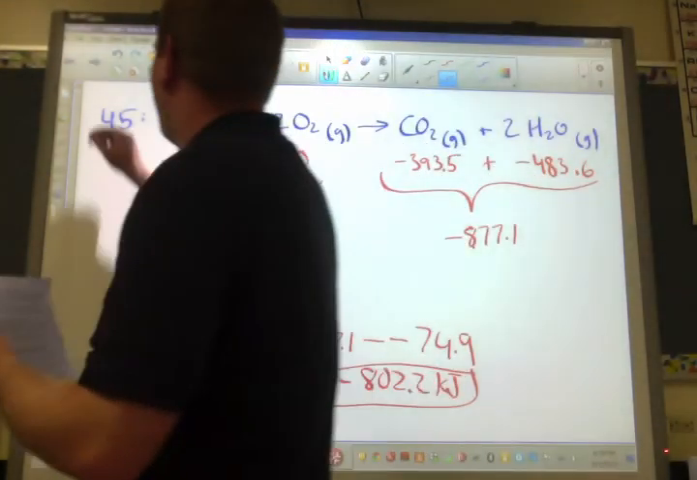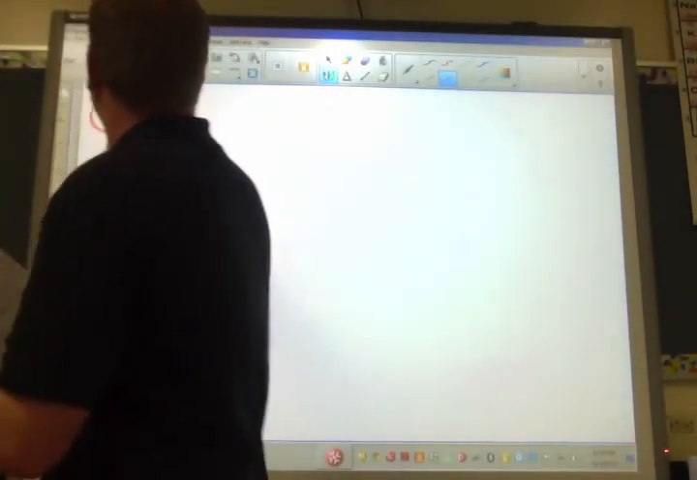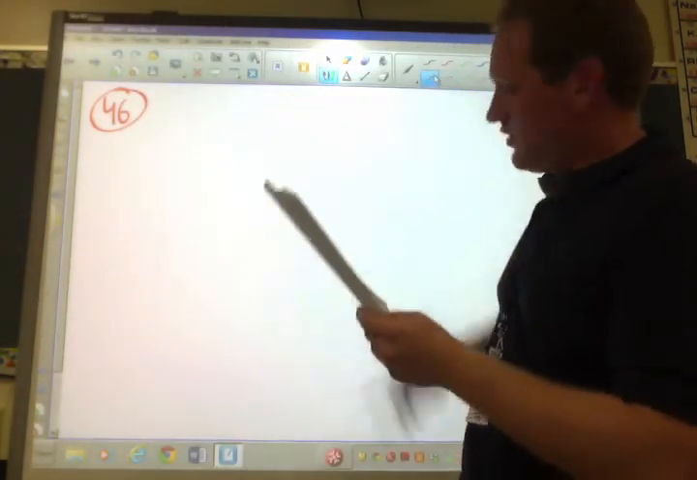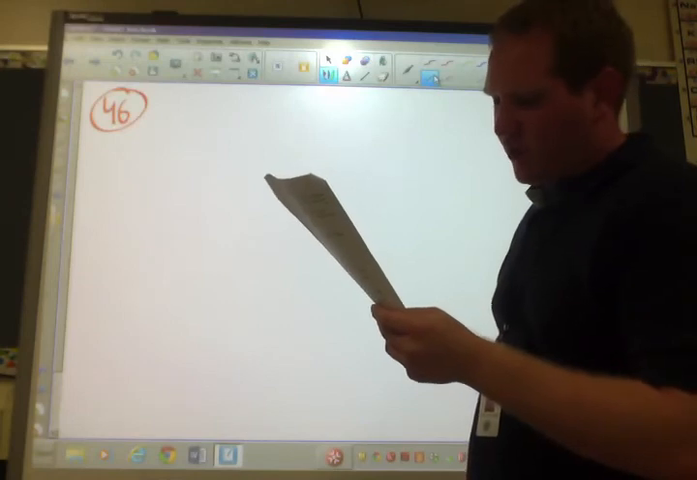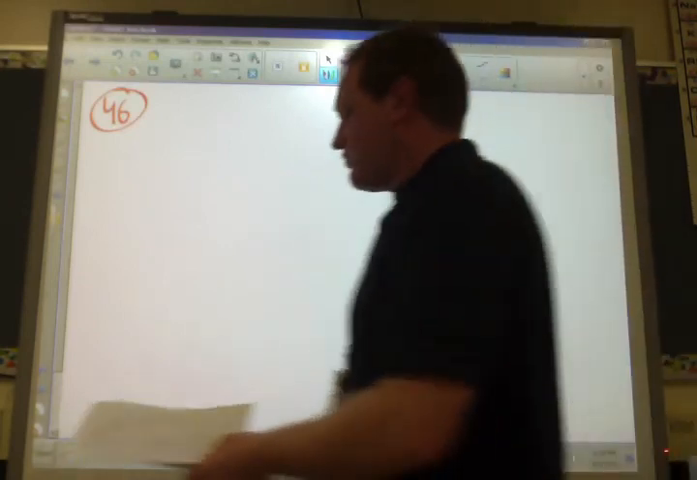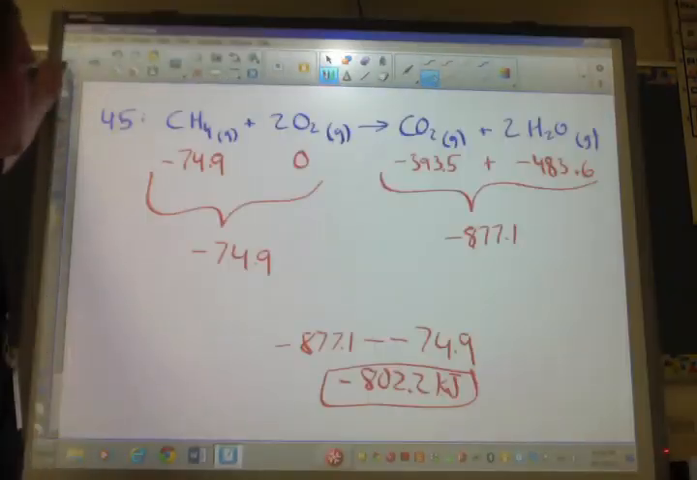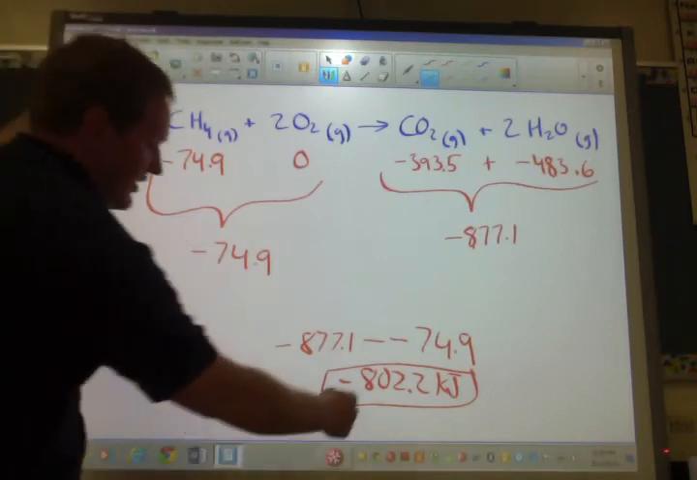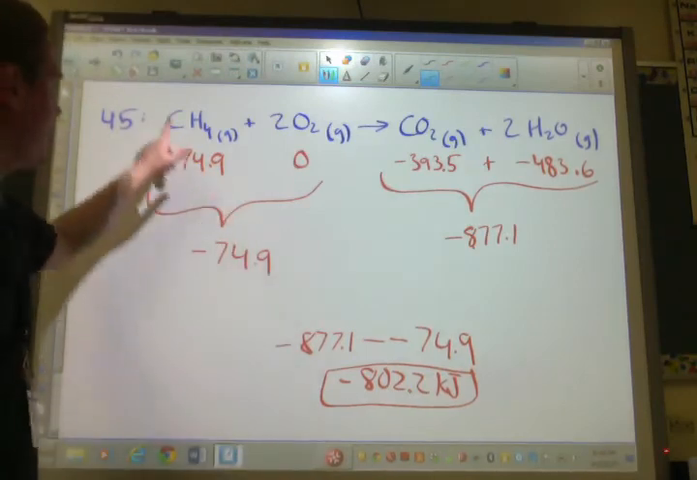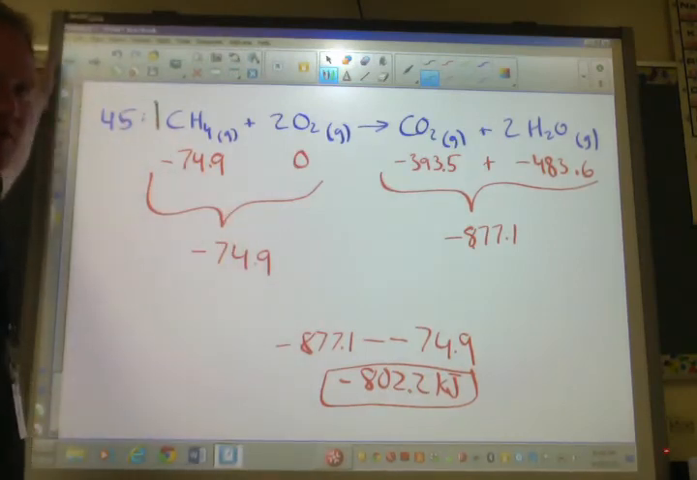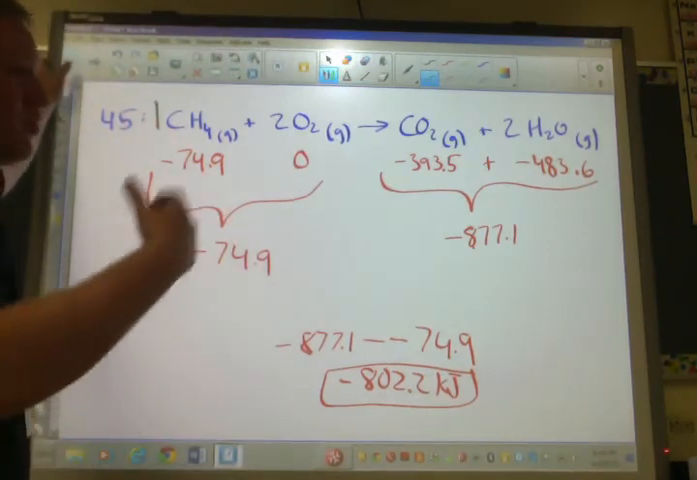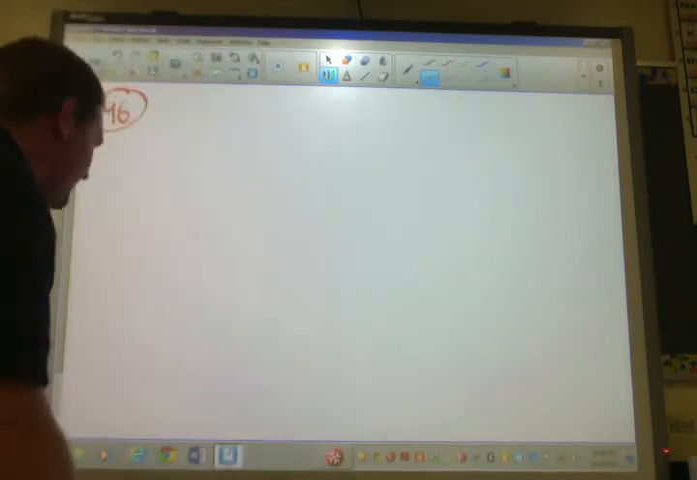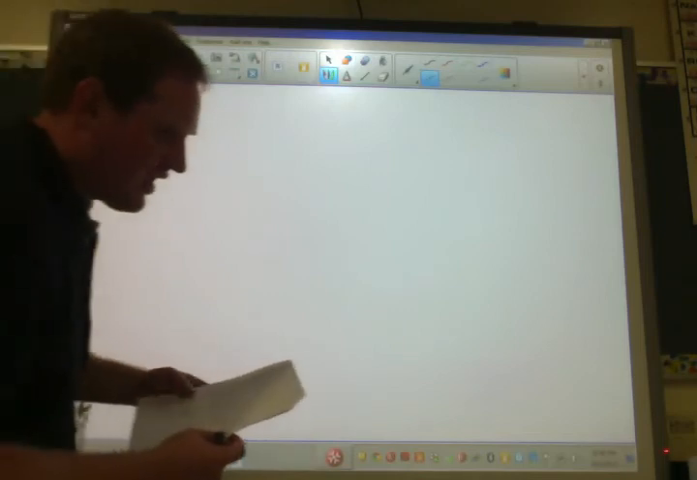Okay, this will be 46. In the example above, 62 grams of methane are burned. How much energy is produced? Well, in this one, we're looking for the ratio. So it's negative 802.2 kilojoules, or it's this many kilojoules released for every 1 mole of methane. So if I have more moles of methane, I'm going to get more energy released. So what we need to do is find how many moles of methane I actually have.